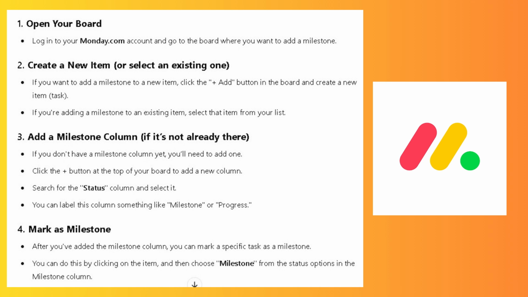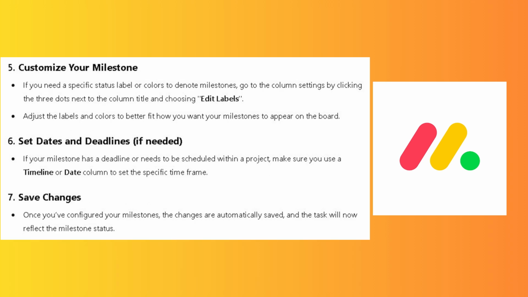After you've added the milestone column, you can mark a specific task as a milestone. You can do this by clicking on the item, then choosing milestone from the status options in the milestone column. After that, customize your milestone. If you need a specific label, colour, to denote your milestone, go to the column setting by clicking the three dots next to the column title.